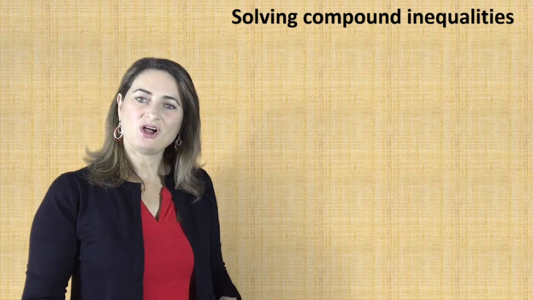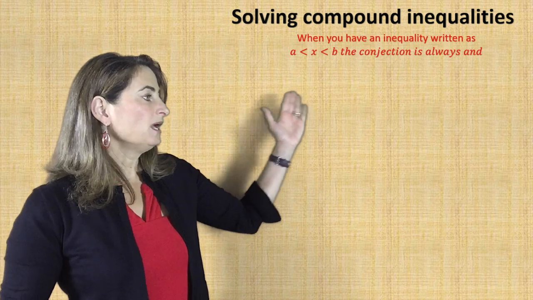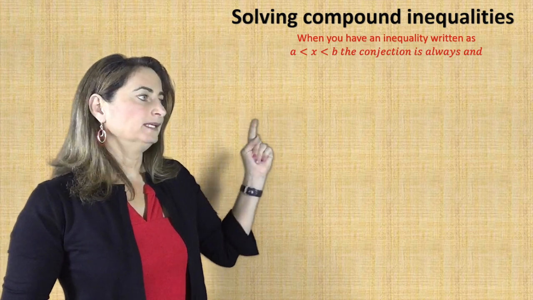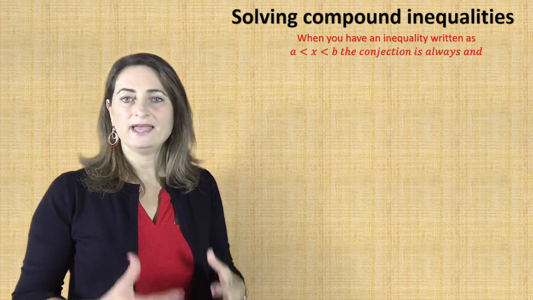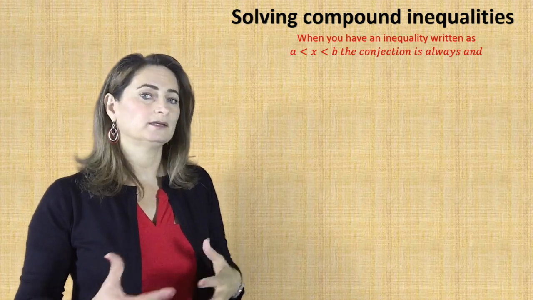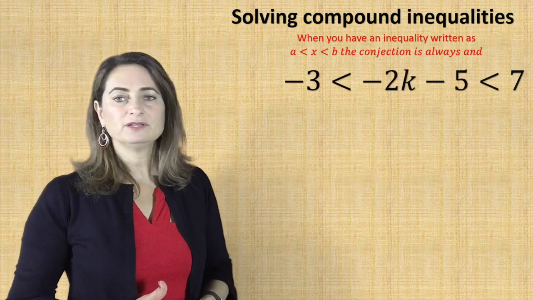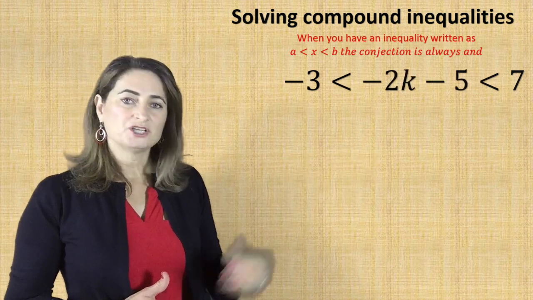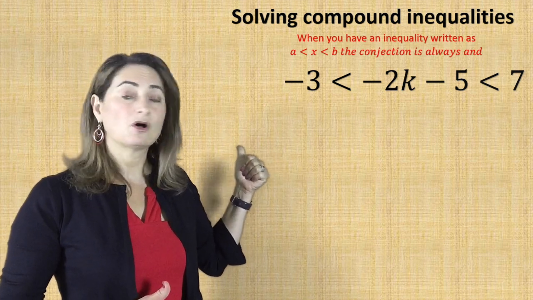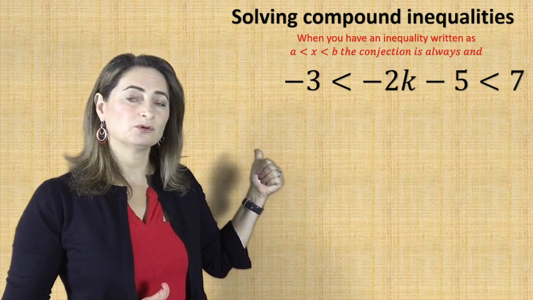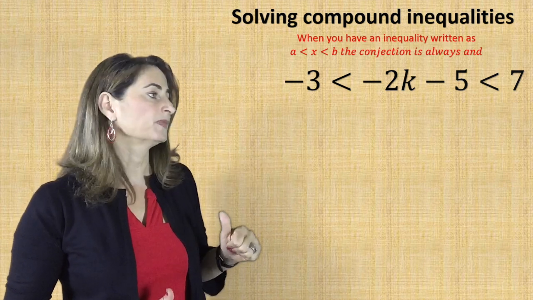Now, how can we solve compound inequalities? Remember, when you have an inequality written as a less than x less than b, the conjunction is always and, because you can write it as one inequality. -3 less than -2k minus 5 less than 7. Watch how we start with the least number first from the left. Always when you write a compound inequality with conjunction and, you always start with the least number.